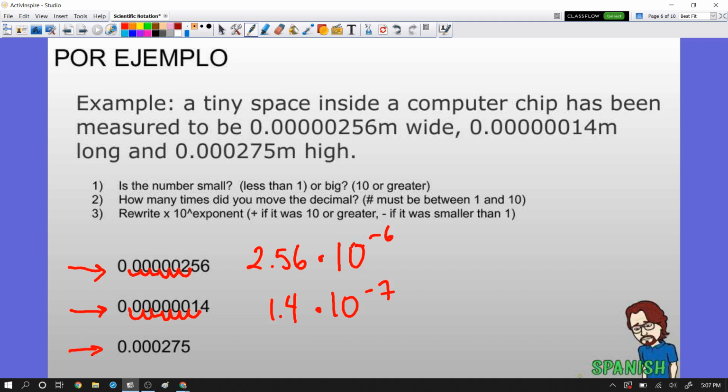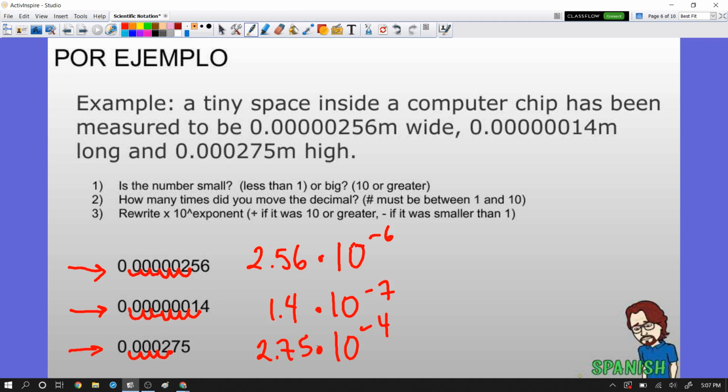And yes, you're like, okay, it's small. Don't even go through the whole thing again. Got it. Times 10 is going to be negative, okay? 1, 2, 3, 4. 2.75 times 10 to the negative 4th, okay?